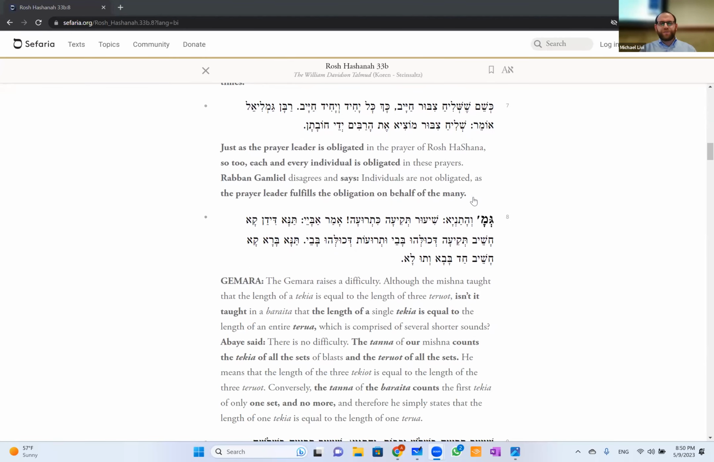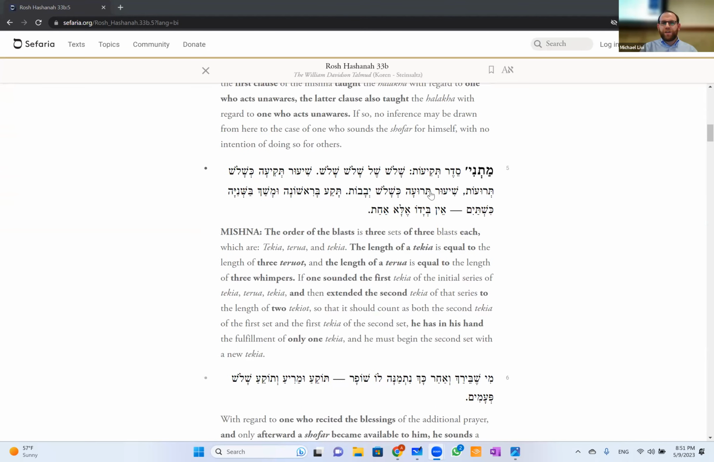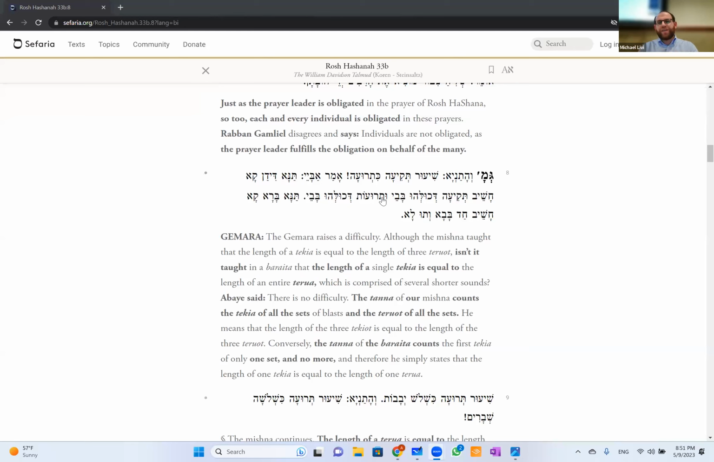So now, the first rule of the Mishnah that tells us how many, we're not going to go into that yet. We're going to jump to the second part of the Mishnah that starts talking about the length, right? The length. We said Shi'ur Tekiah Kishalosh Teruot. 1 Tekiah is like 3 Teruot, and Shi'ur Teruah Kishalosh Yevavot. And the Shi'ur of a Teruah is like 3 Yevavot. Now here we go. Our Mishnah is going to quote a Braita. V'hatanya, we learned in a Braita something that doesn't say the same thing.